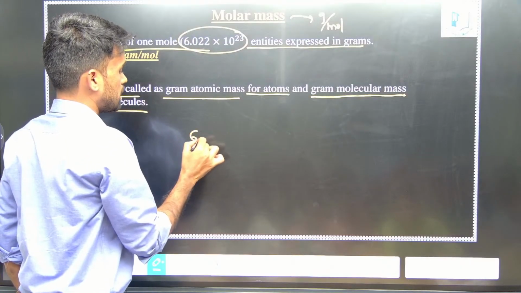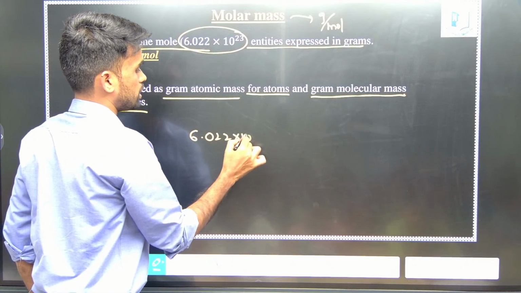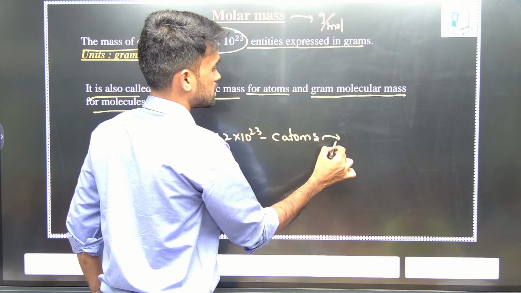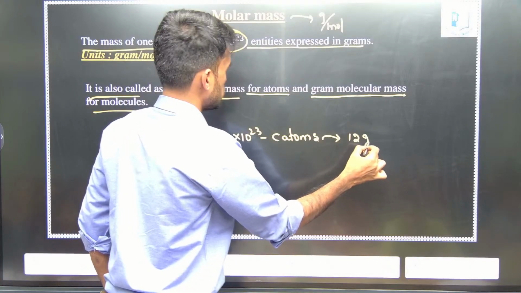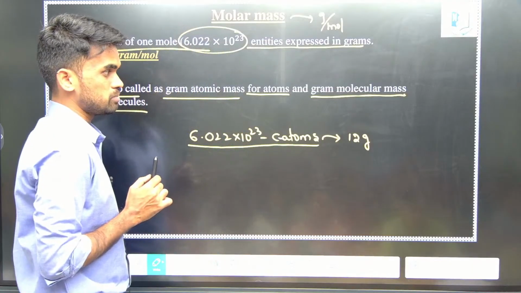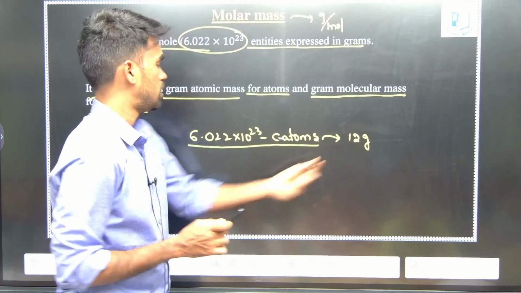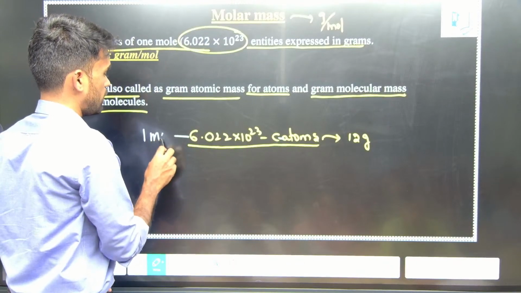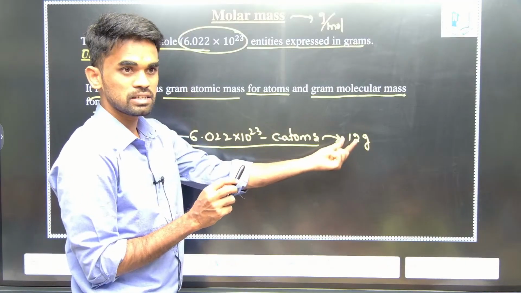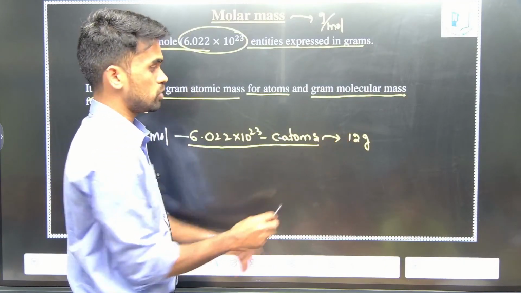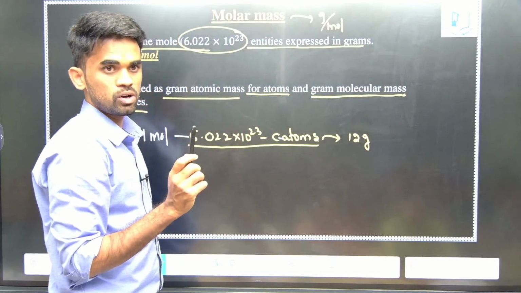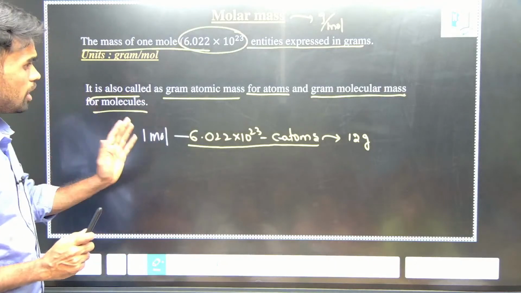So if I take 6.022 × 10 power 23 carbon atoms, which atoms? Carbon atoms. It will weigh how much? 12 grams. So this number I can simply say is 1 mole. If I take 1 mole of carbon atoms, it will weigh 12 grams. Is this clear? So 12 grams is considered to be the molar mass of carbon. Up to here it is clear now.